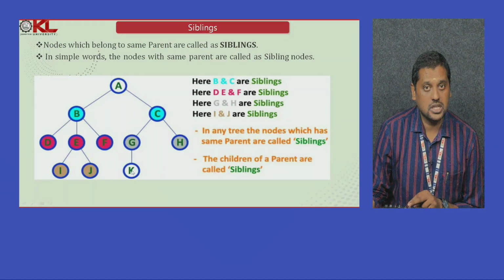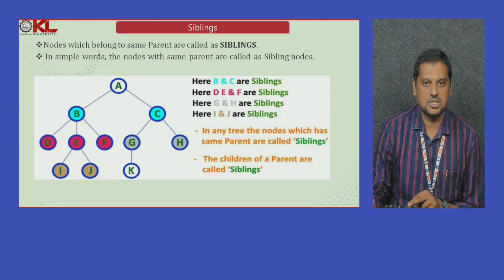Here K cannot be a sibling node. Why? Because this particular node is a child node which has no sibling. The parent node of K is G, so this node has no siblings.